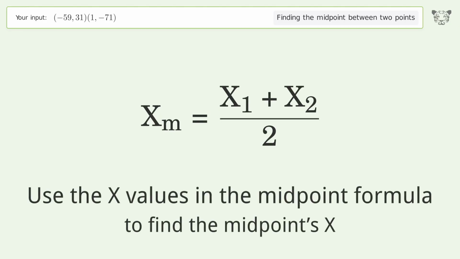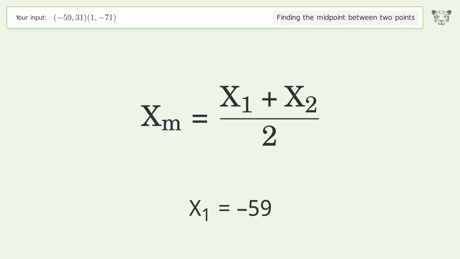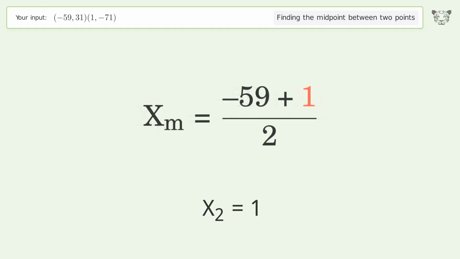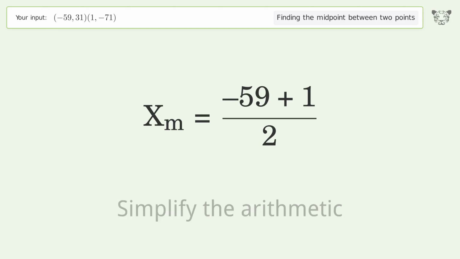Use the x values in the midpoint formula to find the midpoint's x. x1 equals -59. x2 equals 1. Simplify the arithmetic.